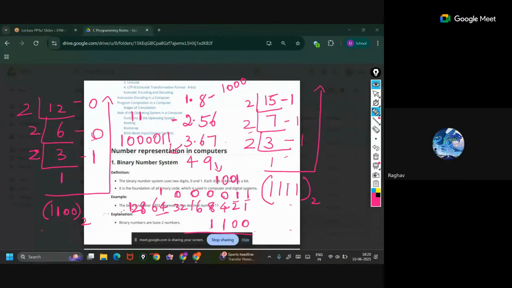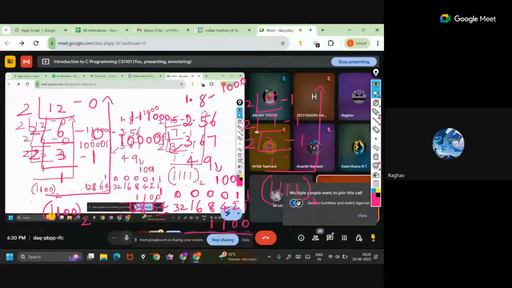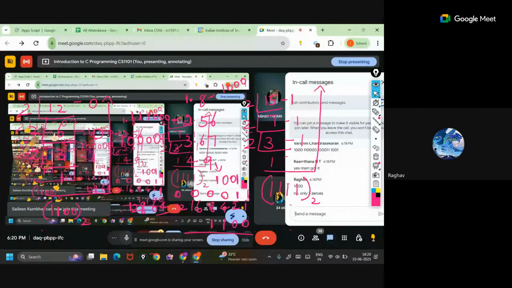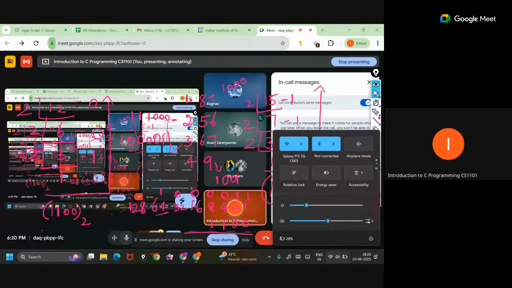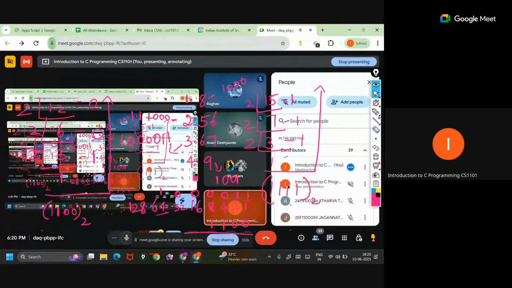For 56, 32 plus 16 is 48, plus 8 is 56. And then 000. Is it clear? Have you all got the same answer, people? Yes, ma'am. Ma'am, can you please explain the second one again? Could you speak a bit louder? Ma'am, could you please explain the second one again?